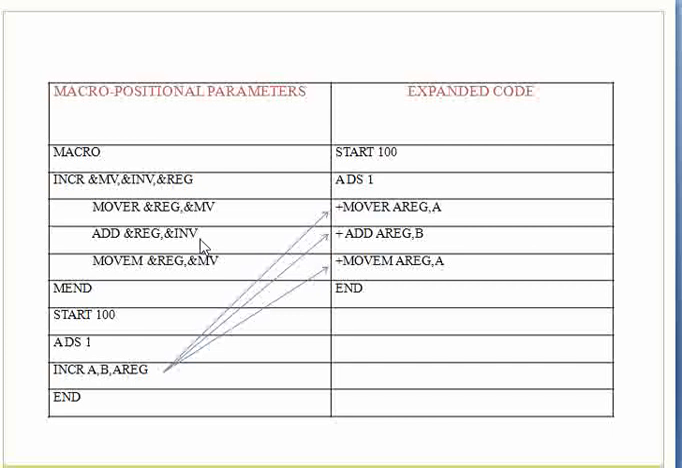the flow would be sequential in nature. That is, it goes one line after the other. So once it does the expansion of this particular line, then it goes to the next line, that is ADD. So it will write ADD, and it will replace formal parameters by actual values. So it will write AREG for reg, and for INV it would write a B. And after that it would go to the next line. So we see that the flow is sequential in nature. So you've got this MOVEM and A, AREG, that is actual parameters replacing the formal parameters.